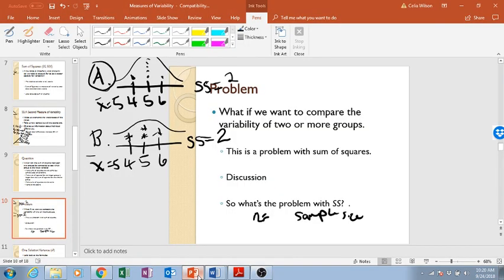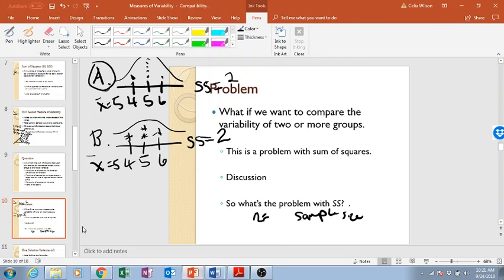Okay, let's pick up where we left off. When we left off last time, we were talking about how sum of squares had a problem, and the problem is it does not take into account sample size. And we looked at an example where two distributions have the same sum of squares value, but they look quite different. You can look back on A and B to see what I'm talking about there.